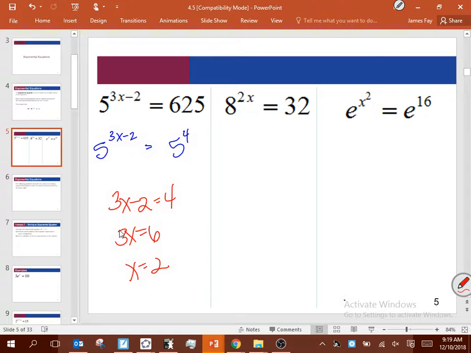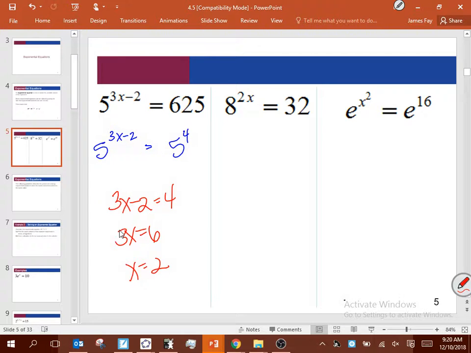Okay. If I look at the middle one there, in the first one, that 5 was static. That 5 didn't have to be changed. Here, is there any way that I can change 32 so that it has a base of 8? Meaning, are there any powers of 8 that will equate to 32? Any whole number powers. So I say 8. 8 to the first is 8. 8 squared is 64. I missed 32, right? So I can't rewrite the right-hand side with a base of 8, okay?